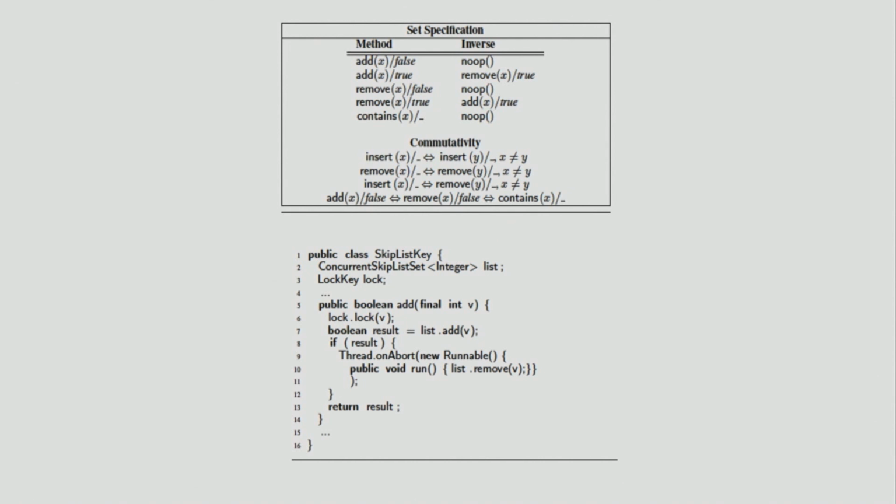Because I need an inverse for every operation, I'm specifying on the right what the inverse for this operation is. So an inverse for an add x operation, if x was already in the set, is no-op. I don't have to do anything. The operation had no effect, right? So the inverse is no-op.